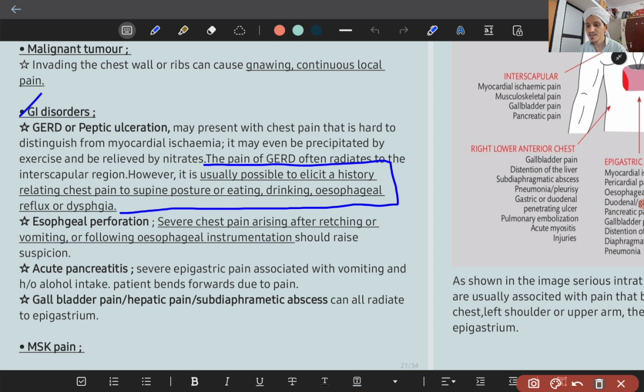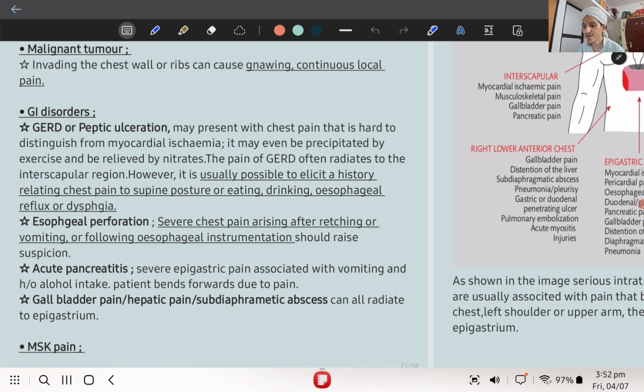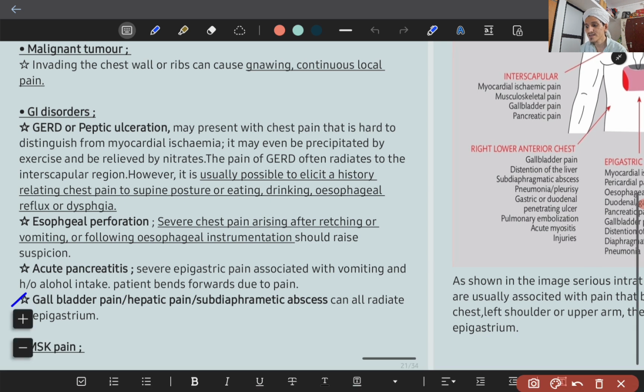Okay. Next is esophageal perforation. Severe chest pain arising after retching or vomiting, severe vomiting, or following esophageal instrumentation should raise the suspicion of esophageal perforation. Next is acute pancreatitis. Severe epigastric pain associated with vomiting, and there will be history of chronic alcohol intake. Patient will bend forward due to the pancreatic pain. Next is gallbladder pain, hepatic pain, and subdiaphragmatic abscess. These can all radiate to the epigastric region. So these are the GI causes of chest pain.